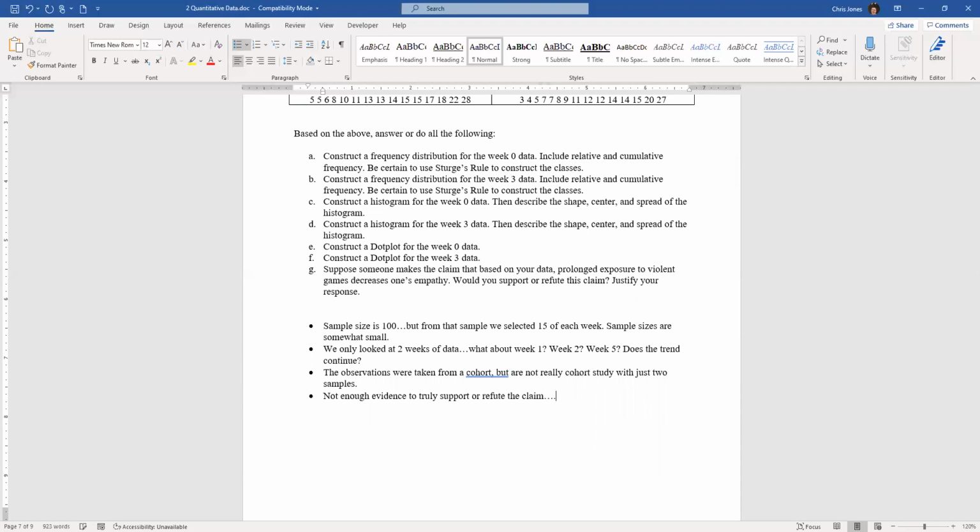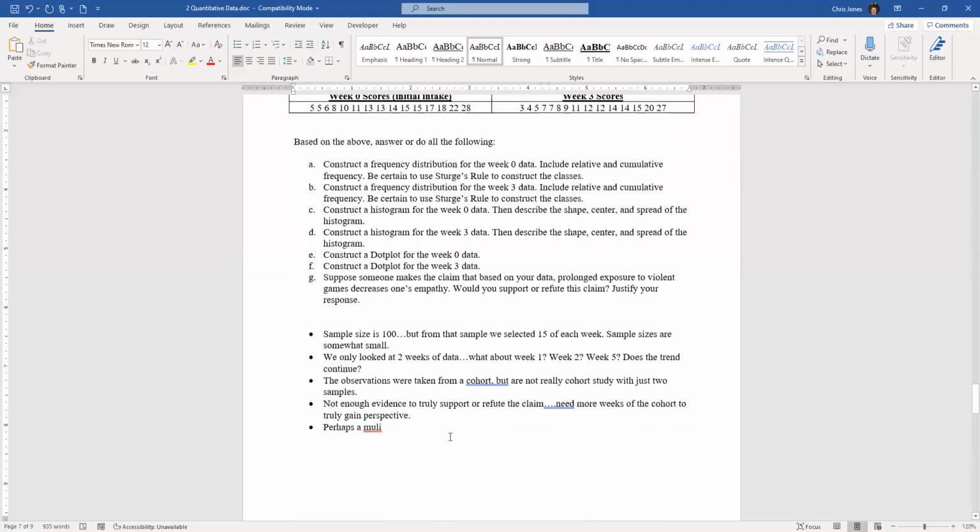All right, so what we would suggest is that we might need more weeks of the cohort to truly gain perspective. All right. Another thing that might be helpful is to do a multi-step sampling to give it a little bit more randomization. Okay, so perhaps multi-step sampling could be used rather than just the cluster. Right? So these are all things to consider.